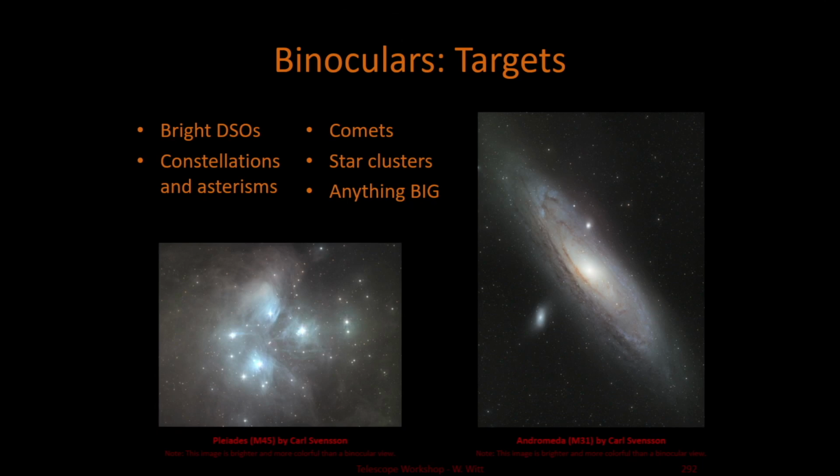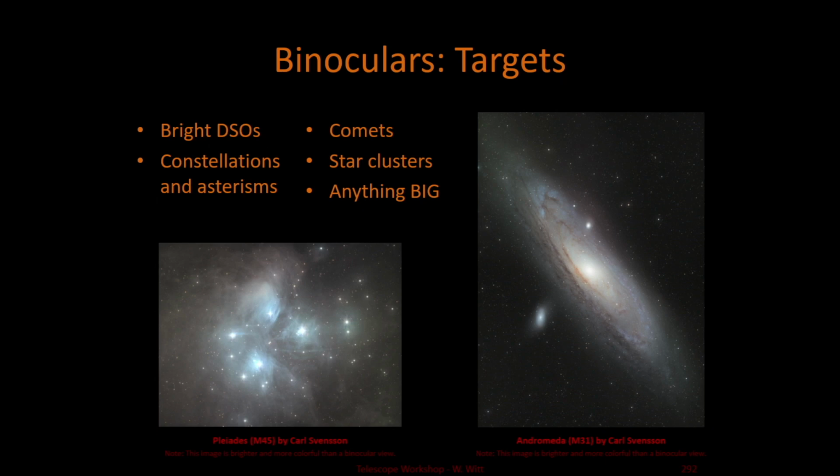So, good targets for binoculars. We talked a lot about the Pleiades earlier. They're roughly 2 degrees in extent. Andromeda is a similar size, 2 degrees in its main disk area. And so those fit, with a max of 6 degrees and typical binoculars between 3 and 4 degrees. So those fit really nicely into binoculars.